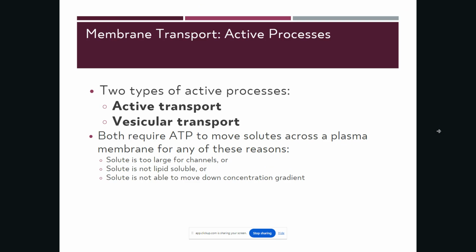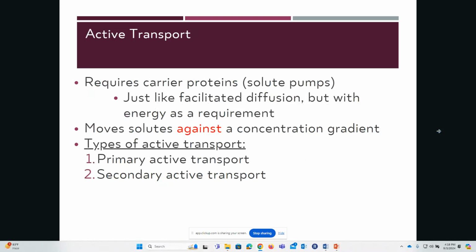The solute is too large for channels, or something's not lipid soluble, or something's not able to move down its concentration gradient, so it needs to move against it. Whereas something moving passively was described as moving with or down its concentration gradient, a solute moving actively is considered to be moving against its concentration gradient. And this usually requires a carrier protein or a solute pump, something powered by ATP.